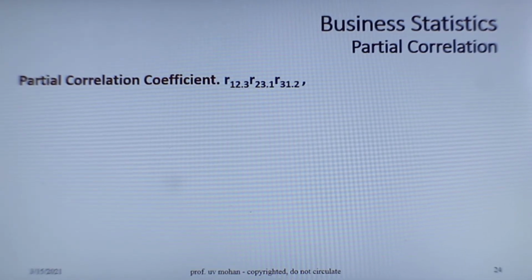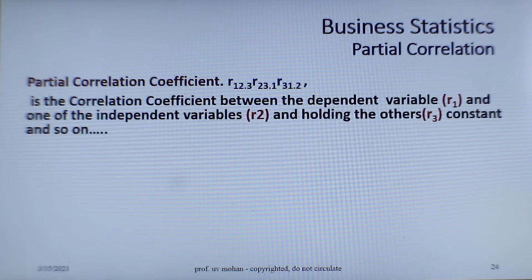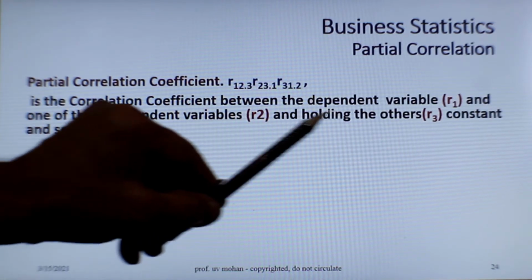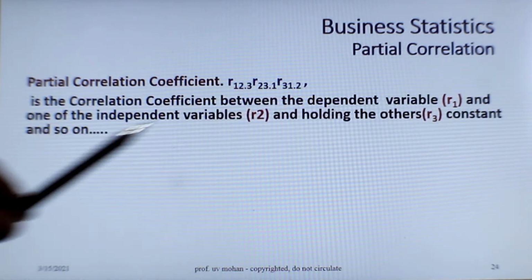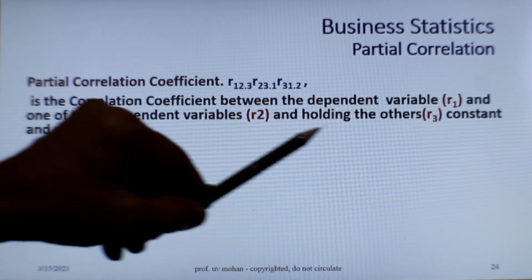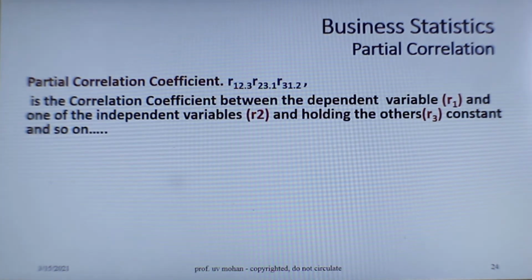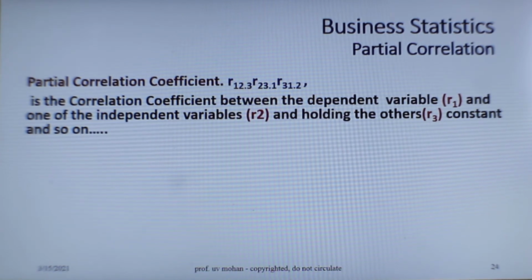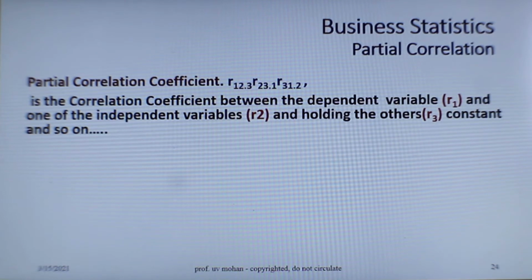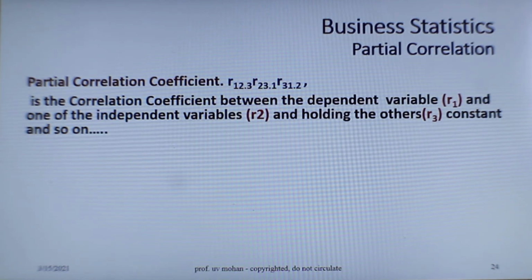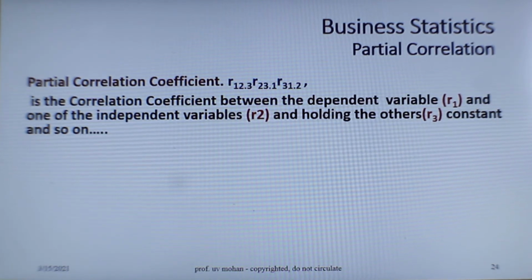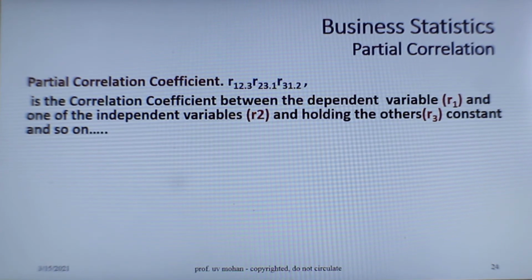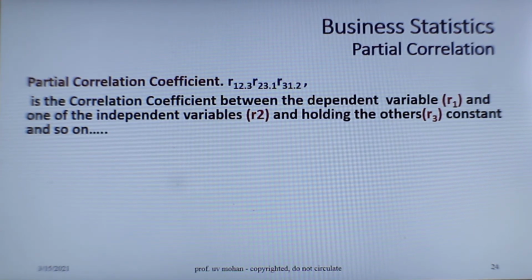Now we will move on to partial correlation coefficient. Partial correlation coefficient is between the dependent variable R1 and one of the independent variables R2, holding the other independent variable at a constant value. I had explained this already on the board. Now just to recap, this is what we need to understand in partial correlation. When there are two independent variables, we hold one independent variable at a particular level and then find the relation between the dependent and the other independent variable.